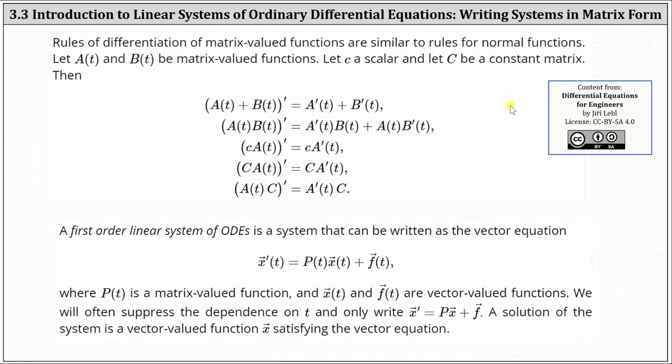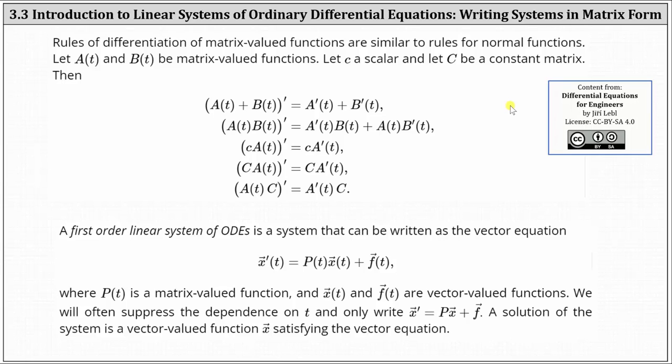Next, we have the derivative of little c times A of t equals little c times A prime of t. And then we have the derivative of big C times A of t equals big C times A prime of t. And similarly, the derivative of A of t times big C equals A prime of t times big C. Recall that small c is a scalar and big C is a constant matrix.